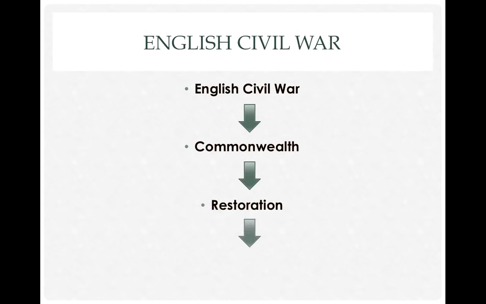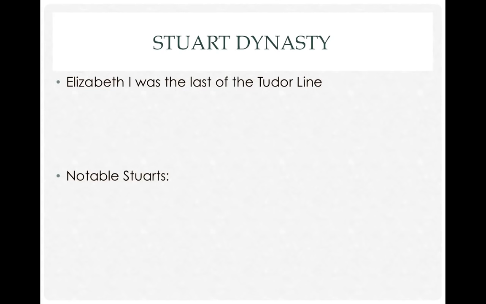So the overall order of events we have, first is the English Civil War, and after that will come the English Commonwealth. Then we'll see the Restoration, and finally what we call the Glorious Revolution. Looking at the Stuart dynasty.